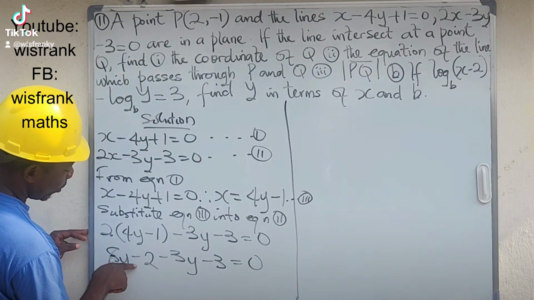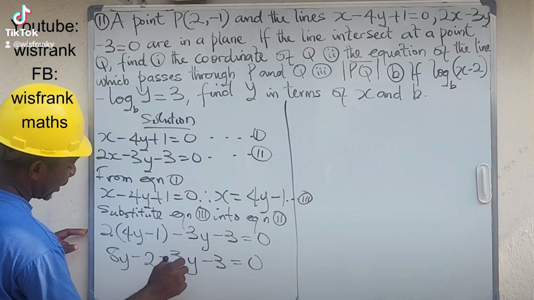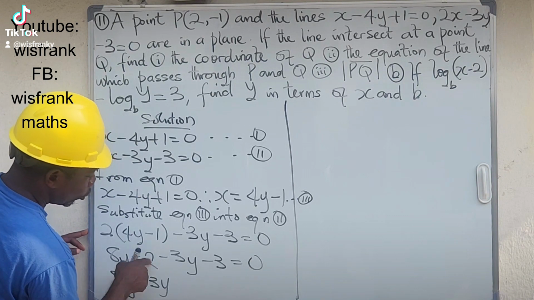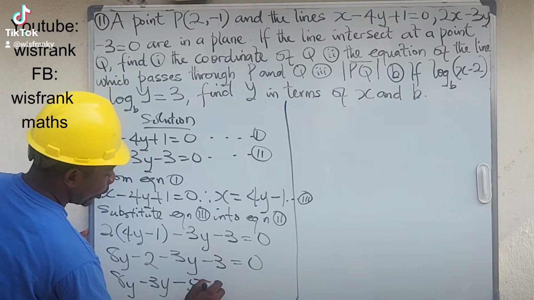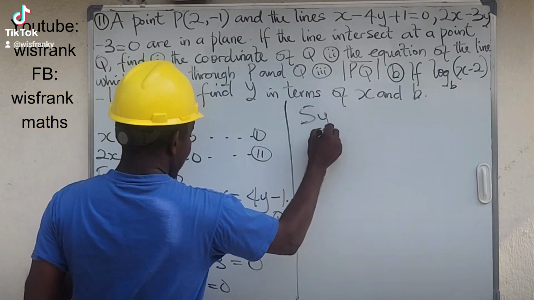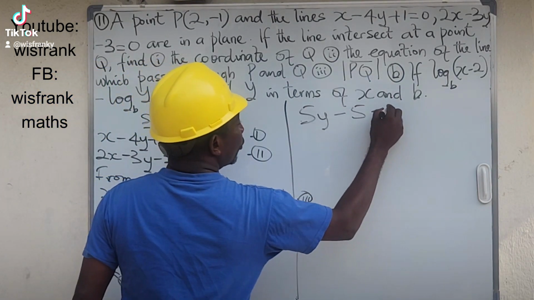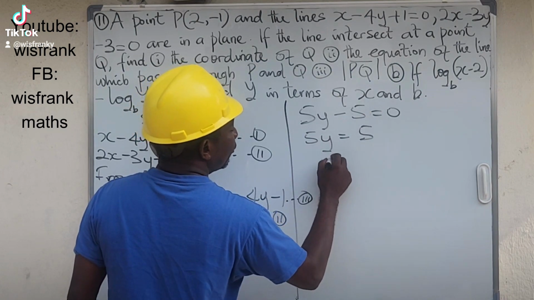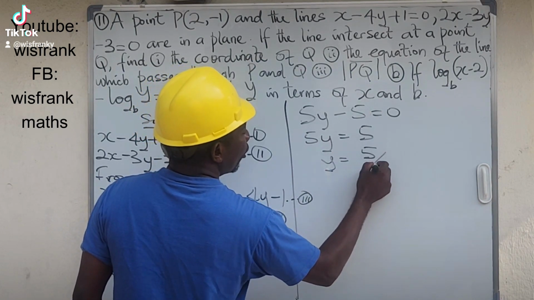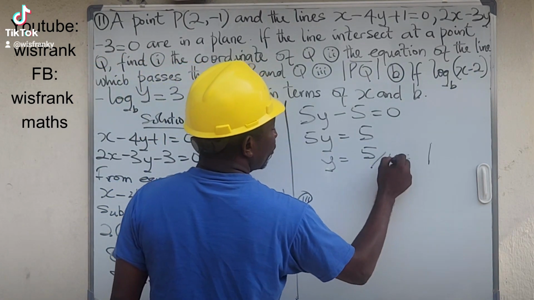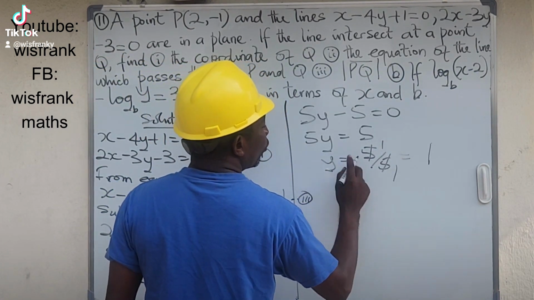So we have minus 2 minus 3, which is minus 5, and we bring down 8y minus 3y, which is 5y. So 5y - 5 = 0. So in this case, we have 5y = 5, and y equals 5 over 5. So 5 cancels 5, and the value of y equals 1.